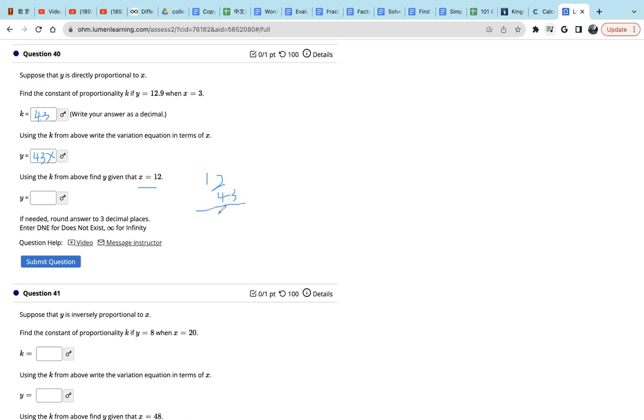3 times 12, that's 36. 2 times 4, that's 8. 1 times 4, that's 4. So I have 6. 8 plus 3, 11. Carry on 1, 5. So 1 decimal place, so 51.6.